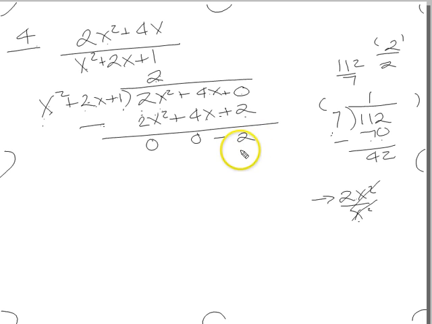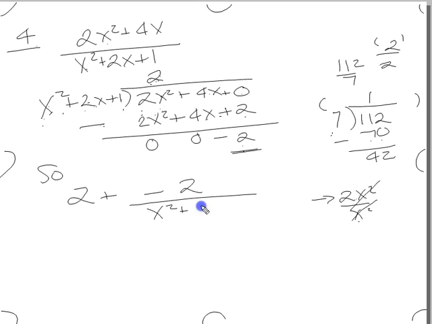There we go. Now the remainder that we've got here is of order 0, and this is of order 2. So we'll have a proper fraction. So what do we have then? Well, we have 2, that's the thing here, plus the remainder, which is minus 2, all over what we were dividing it into, x squared plus 2x plus 1. Hope that makes a bit of sense. It's very similar to the long division of numbers. That's the answer.